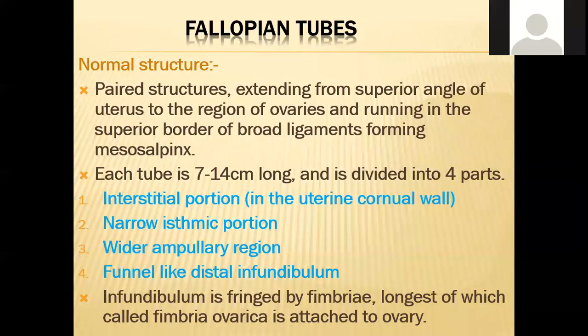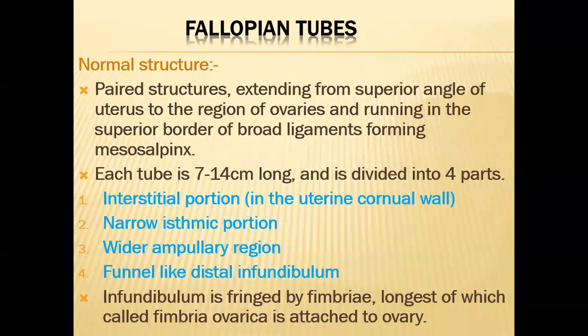Now our second part of this lecture is the fallopian tube. Fallopian tube, as you know, is an important structure for pregnancy, an important structure for the female. It is a paired structure, on both sides of the uterus, extending from the superior angle of the uterus to the region of the ovaries and running in the superior border of the broad ligament, forming the mesosalpinx.